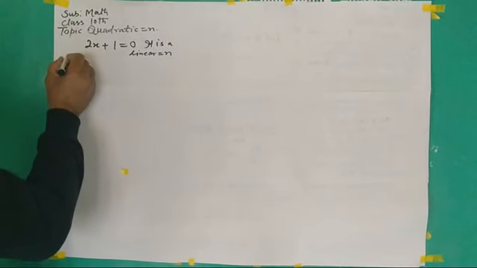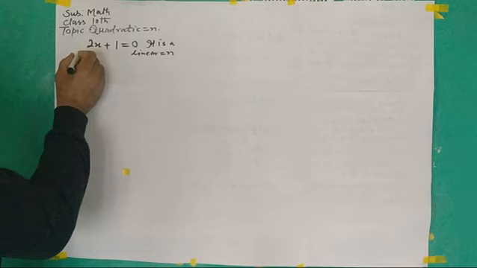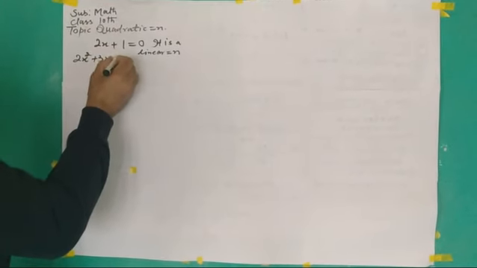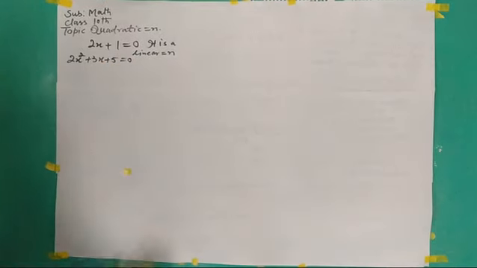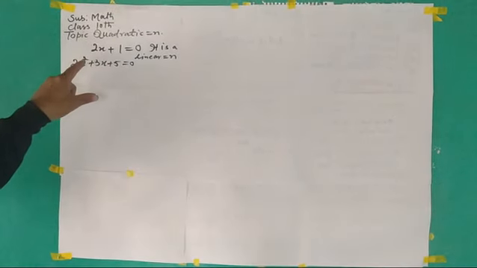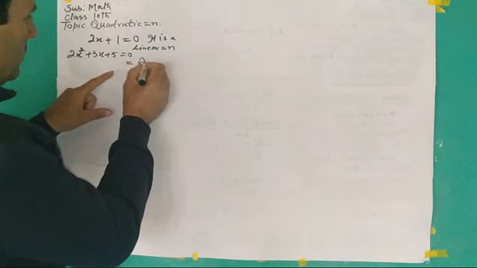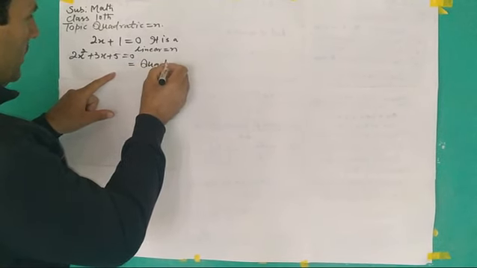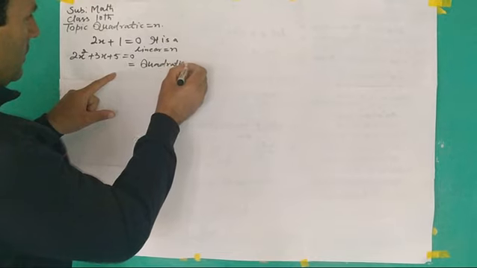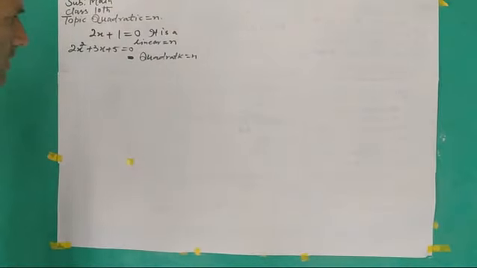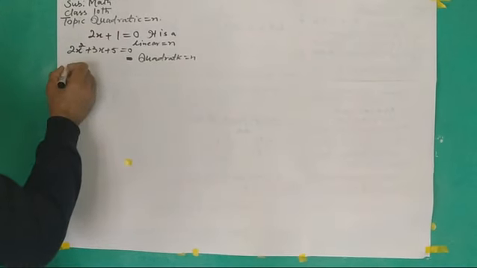Next is, this is 2x raised to 2 plus 3x plus 5 is equal to 0. Here the highest degree is 2. This is a quadratic equation.